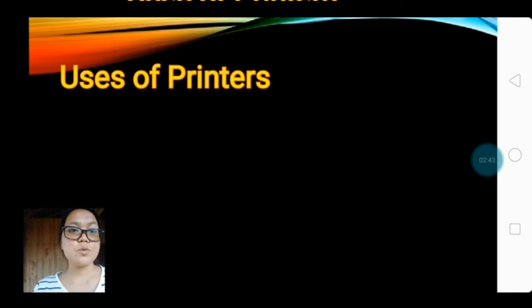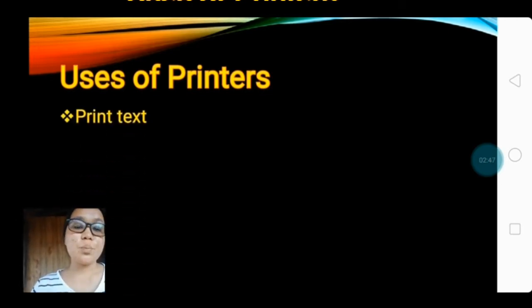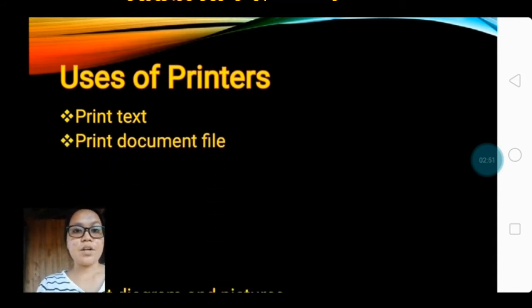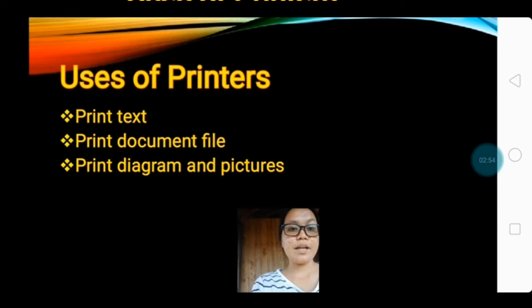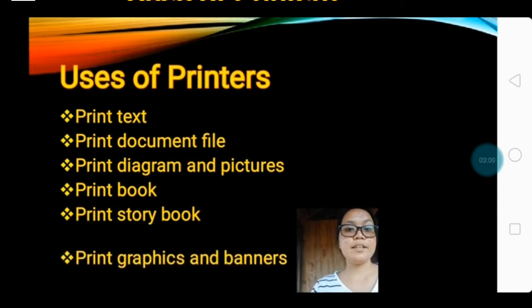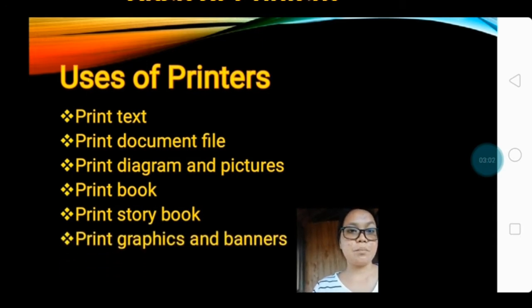Next is the uses of printers. So the uses of printers are to print text, print document files, print diagrams and pictures, print books, print storybooks, and print graphics and banners.